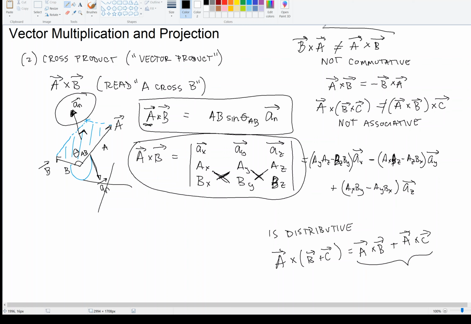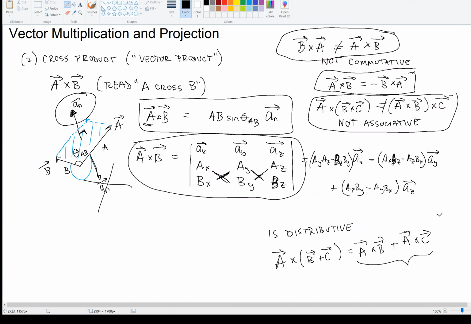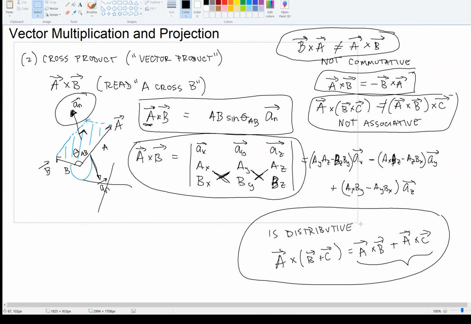Okay, we already kind of did this with the right hand rule. We showed that that was not true. But how is it that this is true, right? How is it that it does not hold associativity? How is it that it does hold distributivity? So work those out on your own. See if you can prove those.